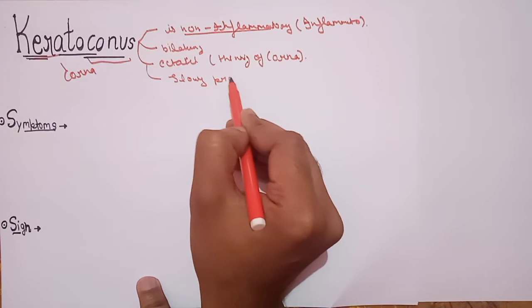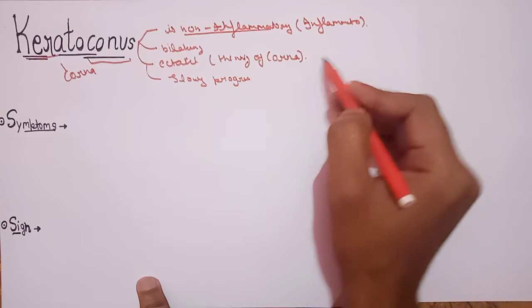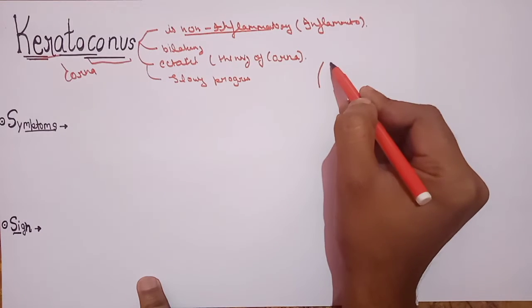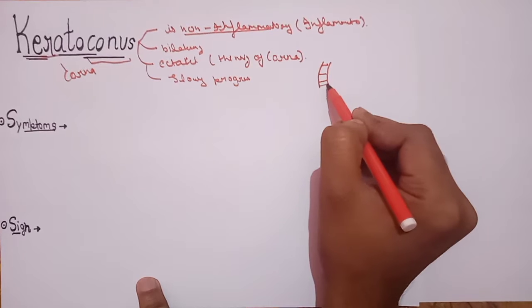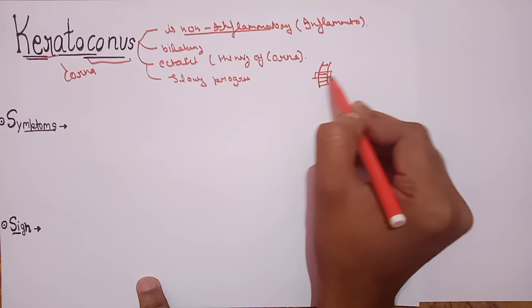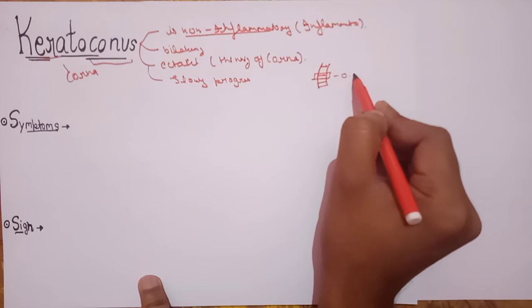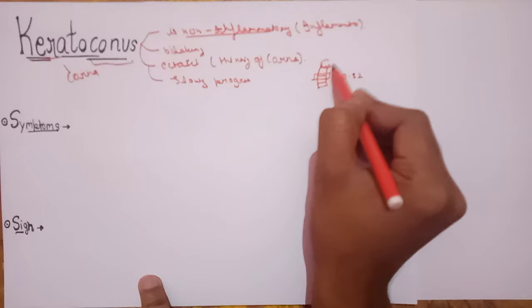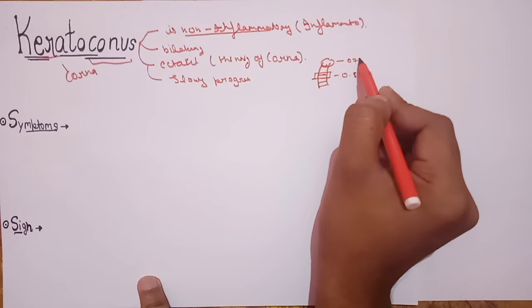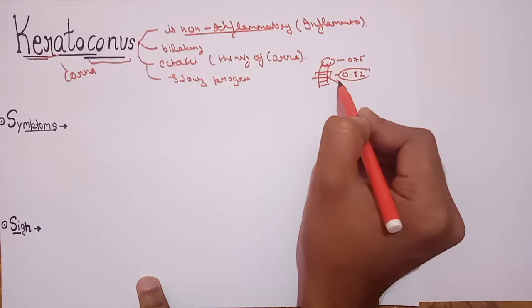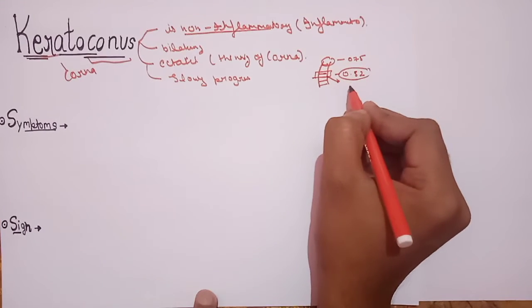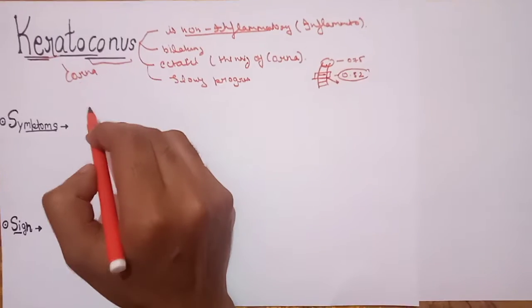It is slowly progressive. Suppose the cornea thickness is like this: the center thickness of the cornea is 0.52 and the periphery is 0.75. If it is thinner than this, the condition is known as keratoconus.